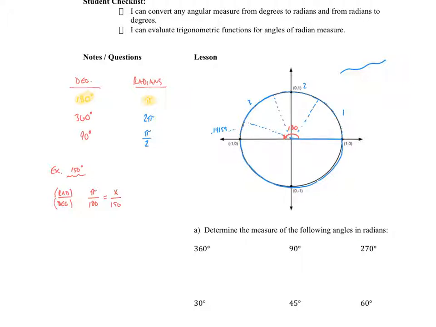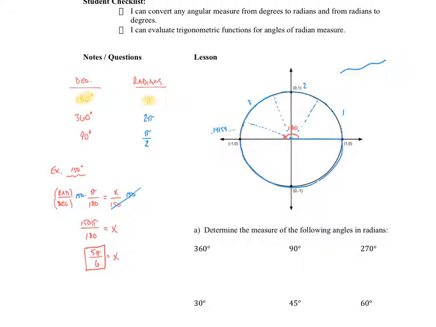So what I would do is I would multiply both sides by 150. That's going to allow these to cancel. And now I'm going to have 150 pi over 180 equals x. So there it is. That's how many radians 150 degrees would equal. I want to reduce that a little bit, so I'm going to divide each of these numbers by 30, and then that's going to give me 5 pi over 6. So if I want to know how many radians, or the number of radii that I would need to go 150 degrees around the edge of the circle, it would require 5 pi over 6 of those radii.